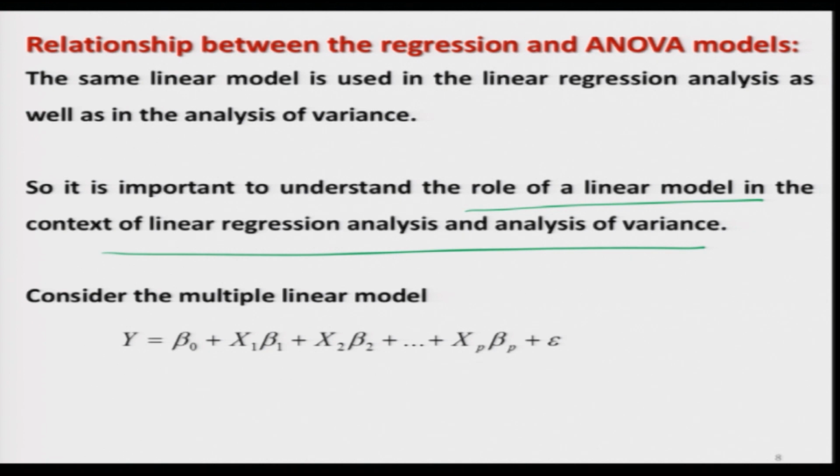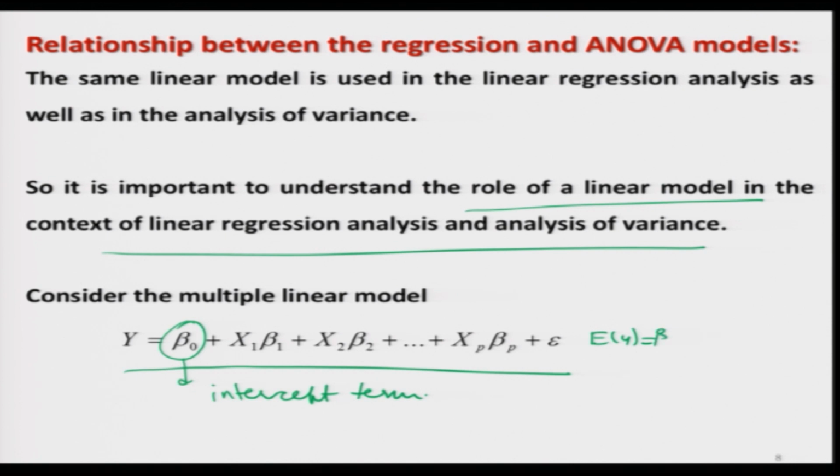So, now we consider the multiple linear model like this one, y equal to beta 0 plus x 1 beta 1 plus x 2 beta 2 up to x p beta p plus epsilon. Well, I am including an intercept term also, right. And what is this intercept term? If you take the expected value of y, and take all x 1, x 2, up to x p to have value 0, then this is beta 0 plus 0 up to 0 plus the expected value of epsilon, which is assumed to be 0. So, this beta 0 is the expected value of y, that means the average value of y. That means, if you put all the independent variables at 0 level, the average value of y is your intercept term, right.